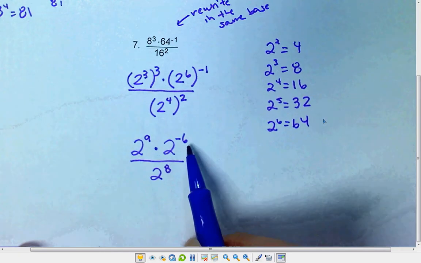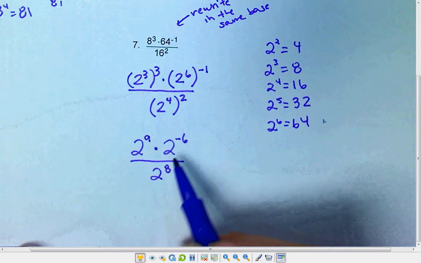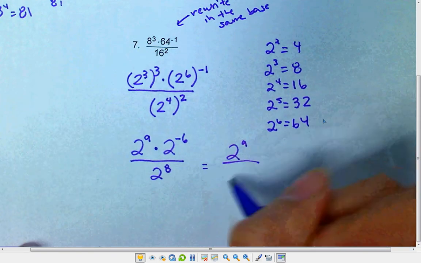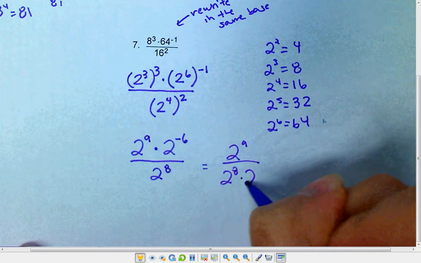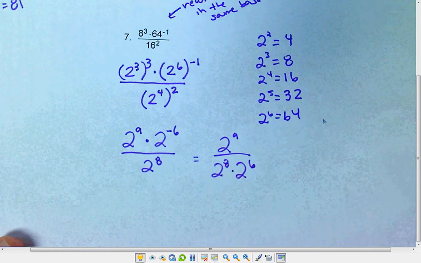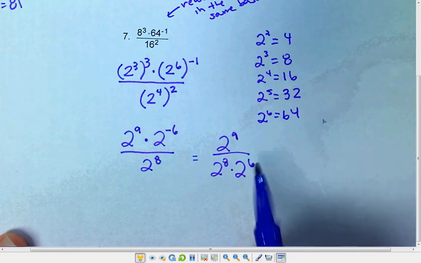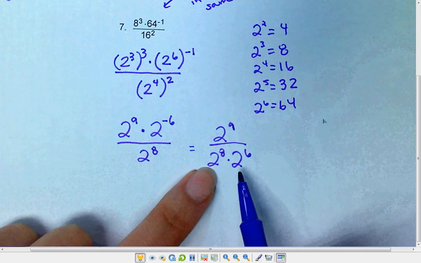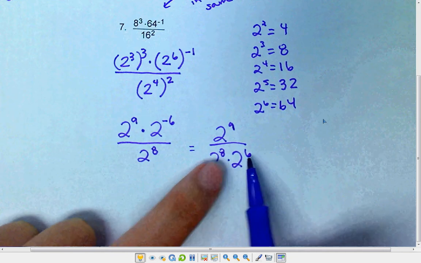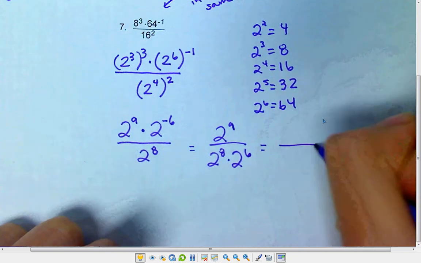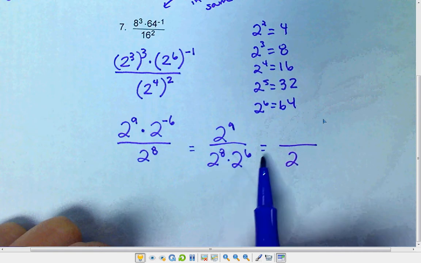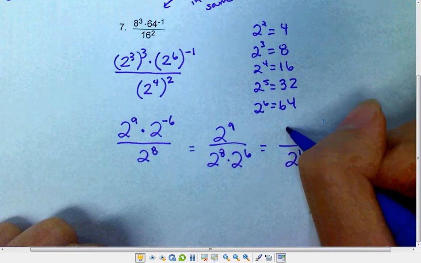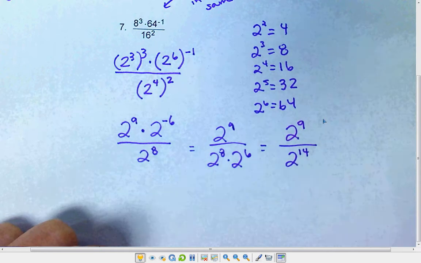First I'm going to move this 2 to the negative 6, because it's a negative exponent, to the denominator. And now it's going to be a positive 6. So let's first combine our denominator, 2 to the 8 times 2 to the 6. Here's 2 of the same base. So what am I going to do with the exponents? I'm going to add 8 plus 6, which gives me 14. I still have 2 to the 9th on top.